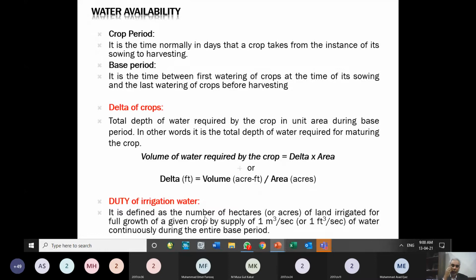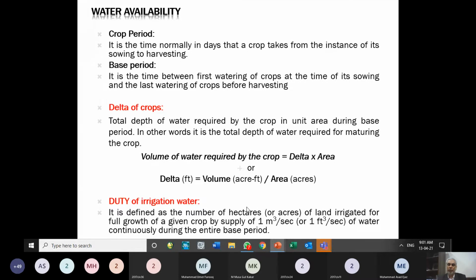Duty may be a new thing for you, or in lab computation you are already familiar with it. If at a certain place you are supplying 1 cubic meter of water per second, with the discharge given for the whole base period, how much area can be successfully irrigated? That is duty. Because there are losses in the system, don't consider that duty will remain the same at different places. Also, duty depends upon which kind of crop you are growing, which area you are talking about, and their climatic condition. So duty is site specific, location specific, crop specific, cropping pattern specific.